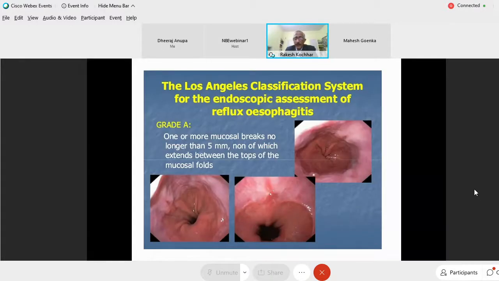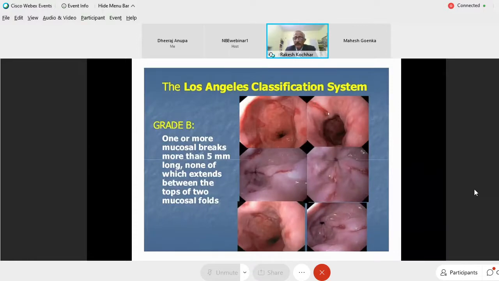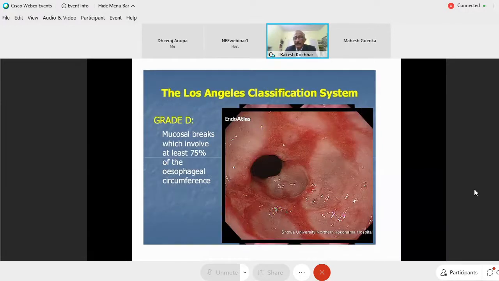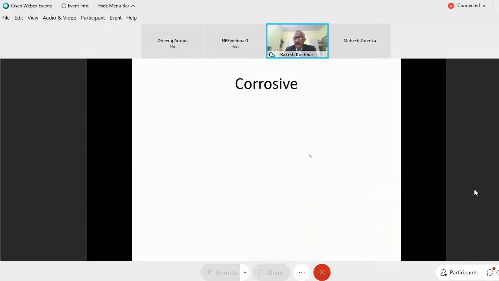So grade A is small erosions, less than 5 millimeters. Grade B is more than 5 millimeters. Grade C is when two adjoining erosions meet each other. Grade D is when the erosions are coalesced together but occupy more than 75% of the lumen. So this is the LA classification of reflux esophagitis.